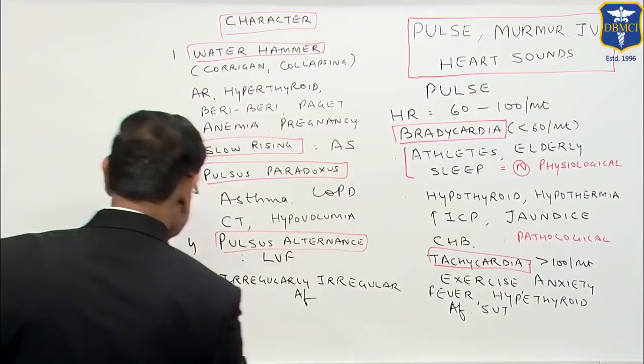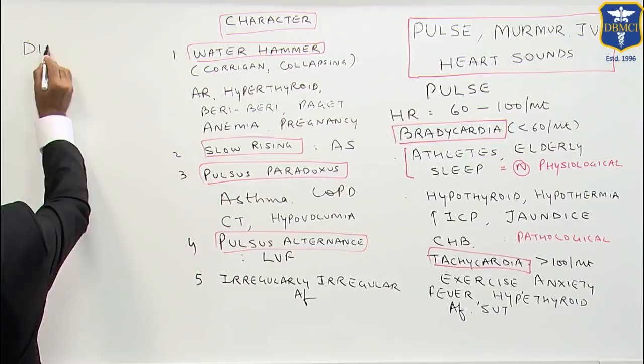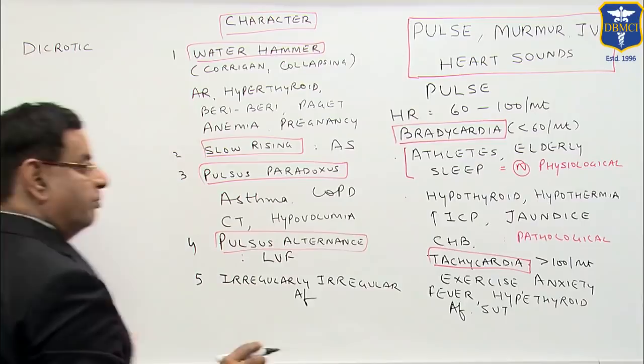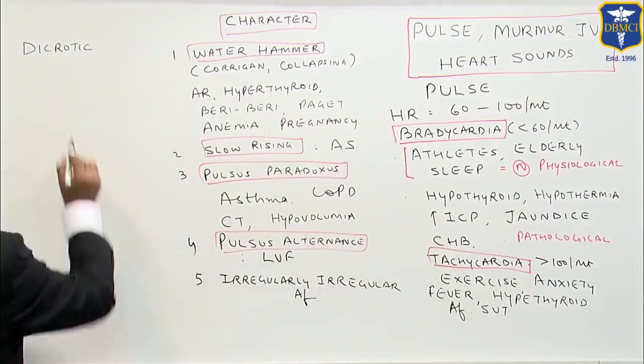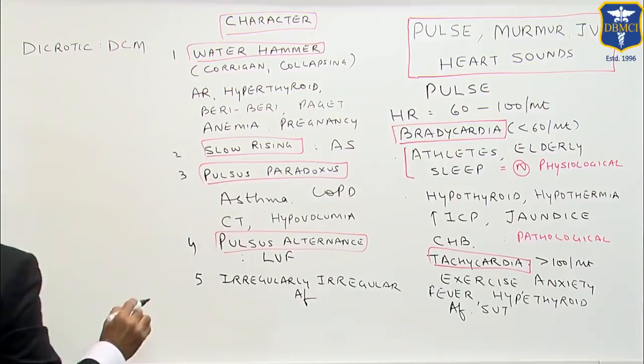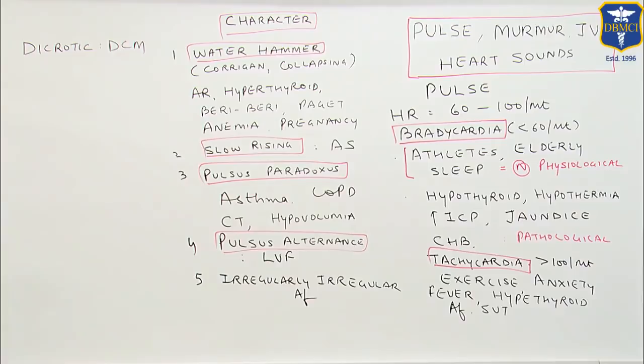Then we have dicrotic pulse. There are two peaks, one peak in systole and the other peak in diastole, and it is seen in dilated cardiomyopathy.